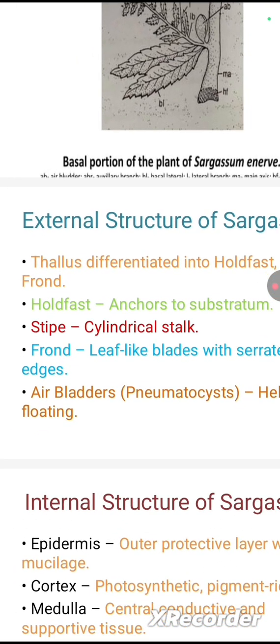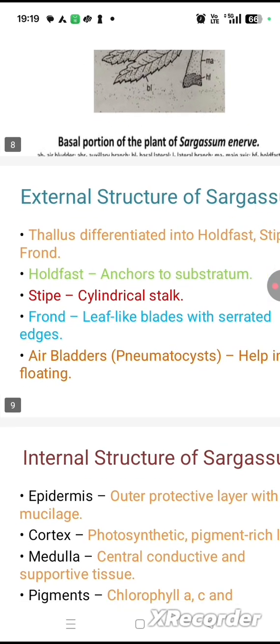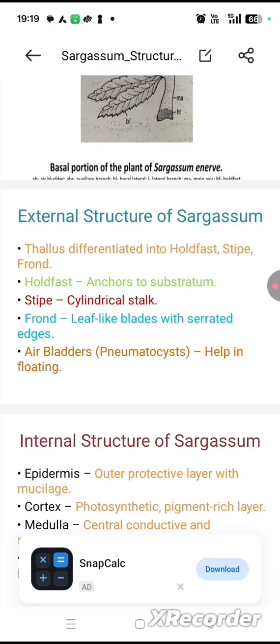It shows a clear differentiation into three parts: holdfast, stipe, and frond. The holdfast attaches the alga to rocks. The stipe is a stalk-like structure. The fronds are leaf-like flattened blades with serrated edges. Sargassum has special structures called air bladders which help it float on water.